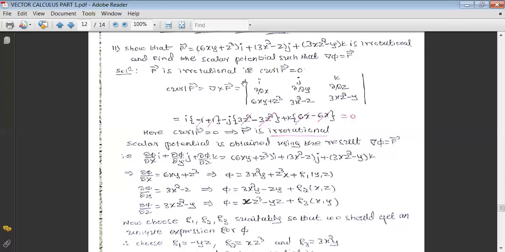Leave this row and leave this column. When you differentiate this one partially with respect to x, you get 3z square, minus, when you differentiate this one partially with respect to z, you get minus 3z square. Then it will be plus k, leaving this row and this column. Differentiate this one partially with respect to x, that is 6x, minus differentiate this one partially with respect to y, again that leads to 6x along with the minus sign. Now these will get cancelled, this becomes 0. Here curl of f bar is 0, that's why we can claim that the given vector f bar is irrotational.